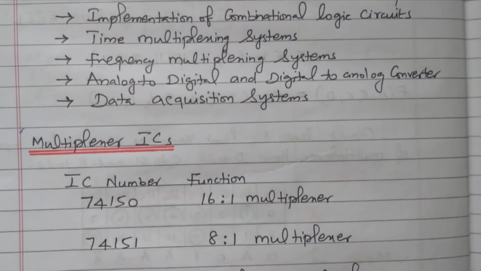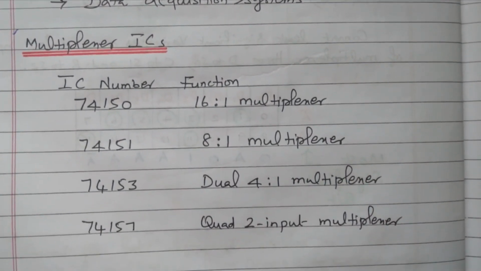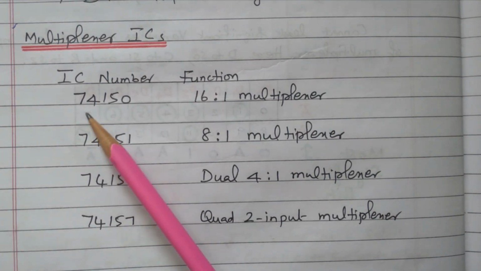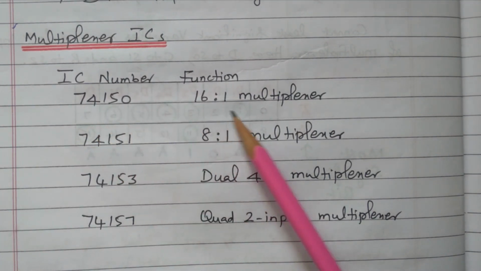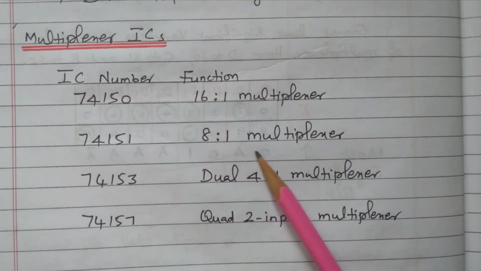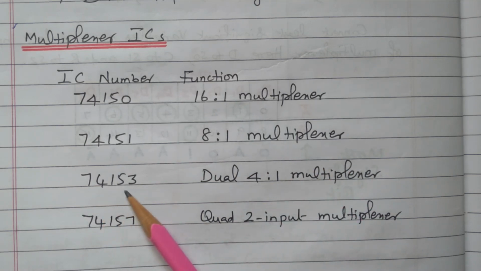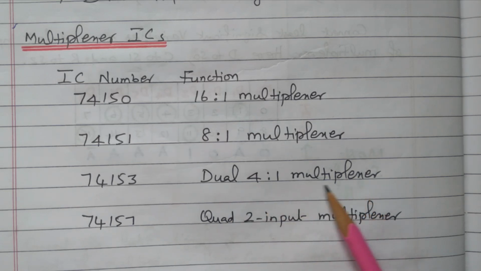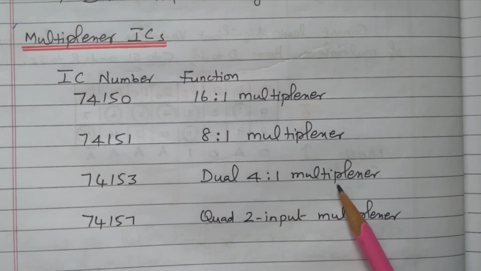Now we will see the multiplexer ICs. What multiplexer ICs are available? The first is 74150. It is a 16:1 multiplexer, 16 inputs to 1 output. 74151 is an 8:1 multiplexer, 8 inputs to 1 output. 74153 is a dual 4:1 multiplexer. That is, 2 sets of 4:1 multiplexer are available within the single IC. That is called dual. Dual means 2 sets of 4:1 multiplexers are available.